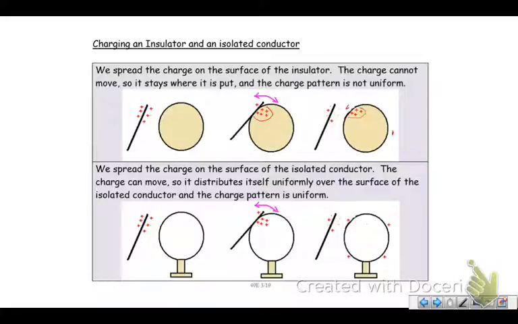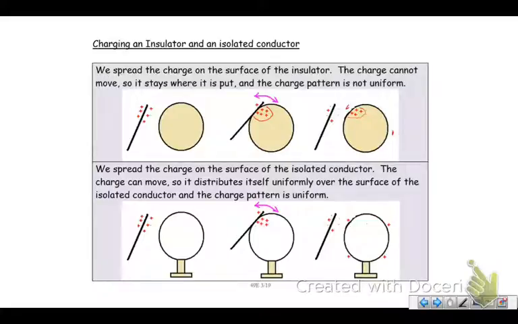It's the same principle. So, in a way, it's good that the charges are allowed to stay put on an insulator. In some circumstances, it's marvelous. In other circumstances, it's a bit frustrating. So we tend to do experiments not with insulators, but with isolated conductors.